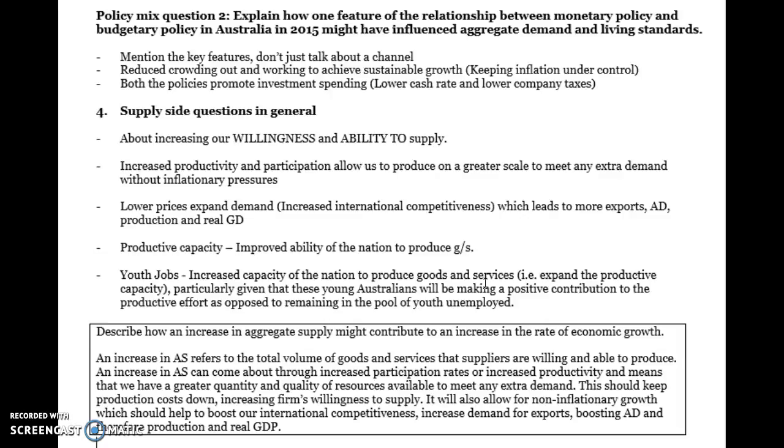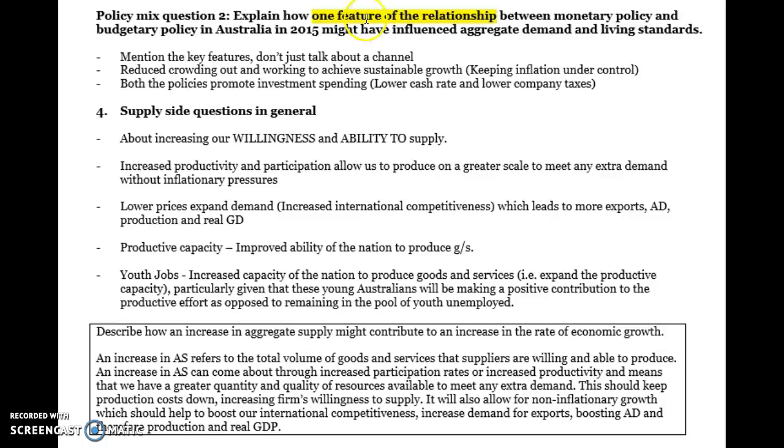And then people are just talking about a channel or something like that. The good answers to this question are actually talking about one feature of the relationship. So how are they actually working compatibly? Not what one of them is doing individually, but how they're working in unison to try and boost growth and promote living standards. And there's a range of ways you can go about this question.